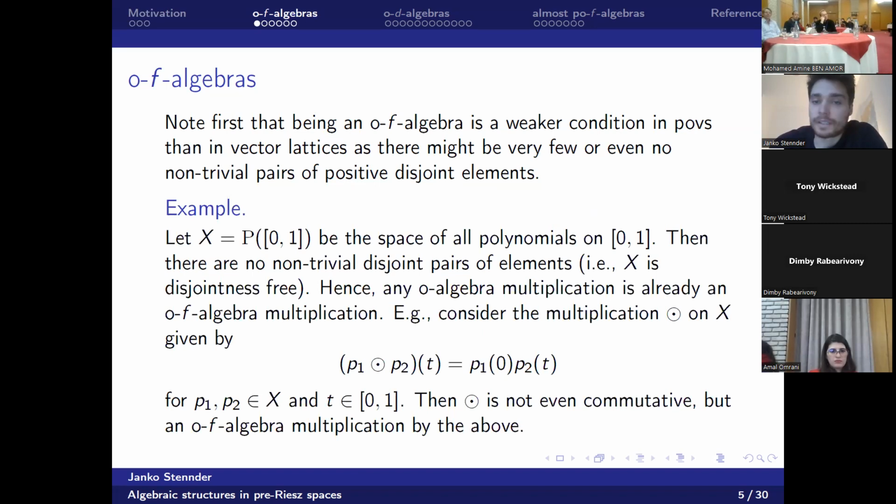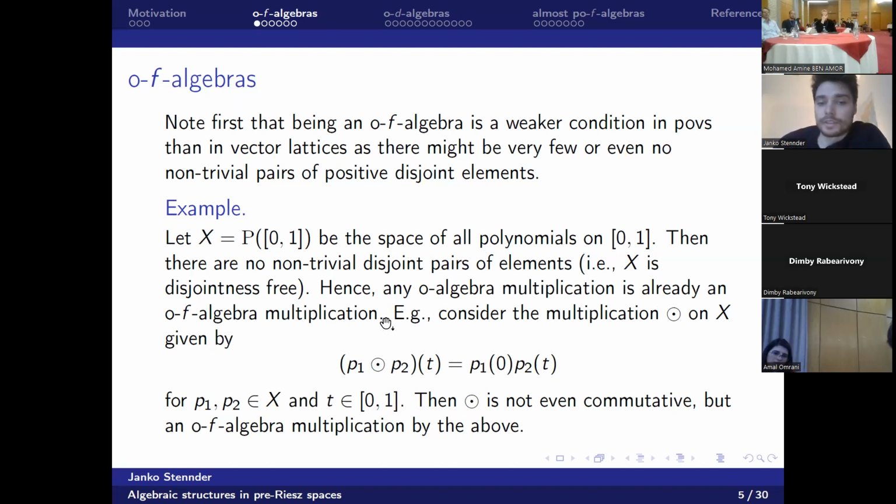If we take the space of all polynomials on the interval 0 to 1, then there are no non-trivial disjoint pairs of elements. Anke already told you earlier that the disjointness here is the same as in the continuous functions, so just pointwise, the supports have to be disjoint. So the space is actually disjointness-free. And then we know that any O algebra multiplication on this space is already an OF algebra multiplication, because any bilinear map is basically a bi-orthomorphism.